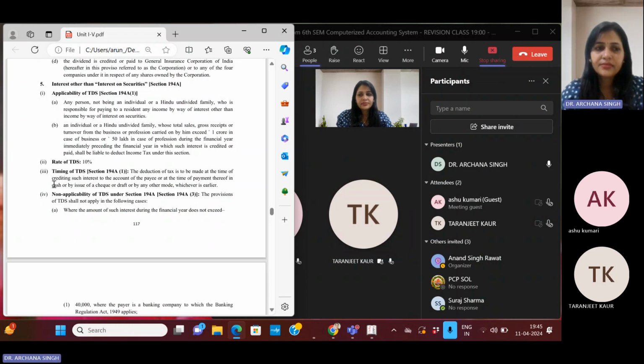What rate of TDS should be there? It should be 10%. Then timing of TDS, according to section 194A subsection 1: the deduction of tax is to be made at the time of crediting such interest to the account of the payee, or at the time of payment thereof in cash or by issue of a cheque, draft or any other mode, whichever is earlier. So whether you pay by cheque or issue a draft or any other mode, whichever is earlier, in that way it should be deducted.